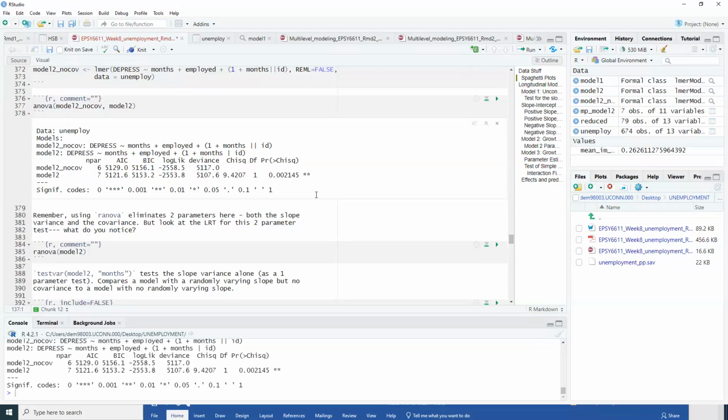If you look at it, the deviance goes from 5107.6 to 5117, so it's almost 9.5 points difference. That would be statistically significant. And actually, here's the p-value. And if you look at the AIC, and remember with AIC and BIC there's no magic magnitude, it's just lower is better. You can see the AIC and BIC here both favor model 2 over model 2 with no covariance.